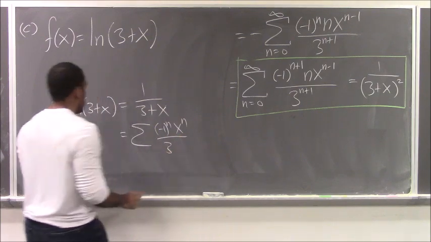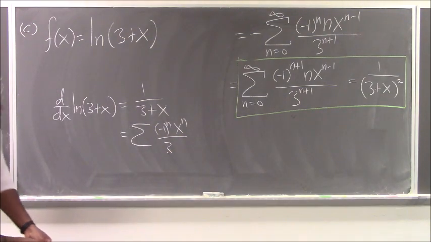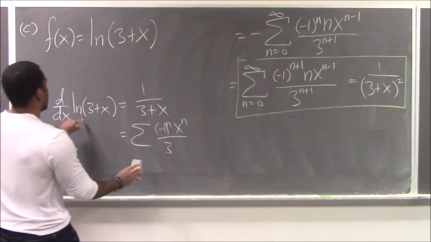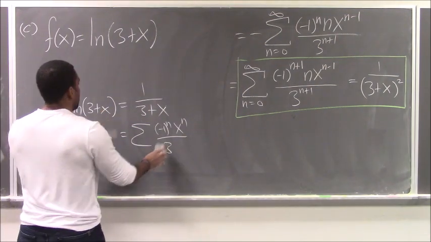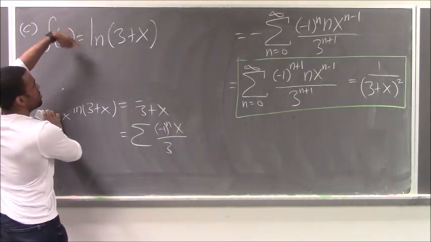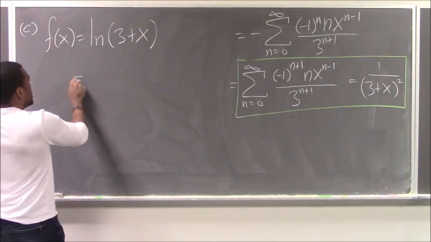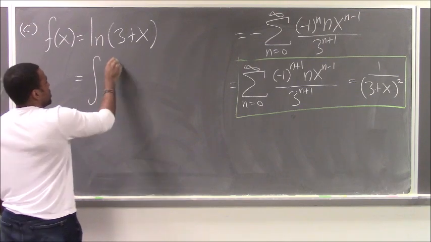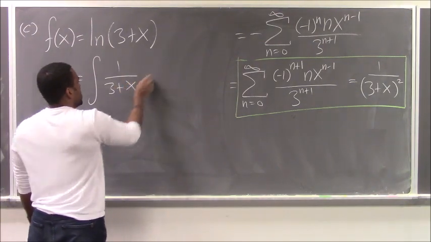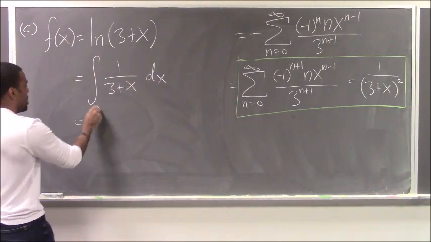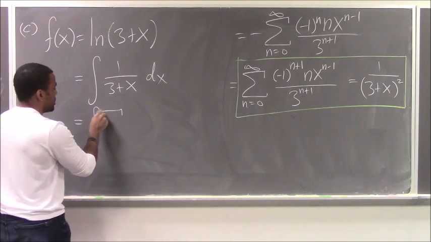Integrate the series from there? You integrate the series. So it's probably nicer for me to think of the ln as the integral of that as opposed to the derivative of this, because I don't have a derivative sign here. So I in fact want to think the opposite. Just think of this as the integral of 1 over 3 plus x dx. And then I'm just thinking now of integrating the series.